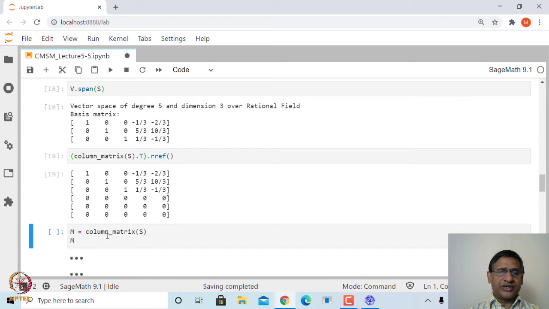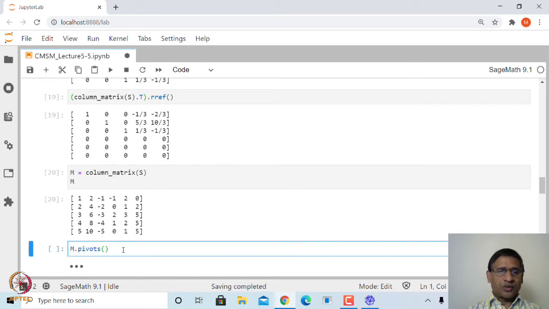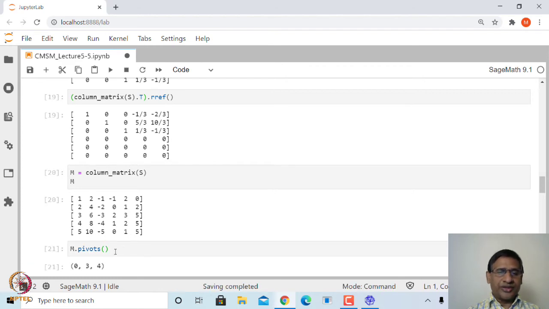This we have already seen. However, you can also do it with column matrix. So when you do the RREF over column matrix, then you can find the pivots of this. So pivots in this case, pivot of this column matrix, this is 0, 3, 4. 0 means first column, 3 means fourth column, and this is fifth column.